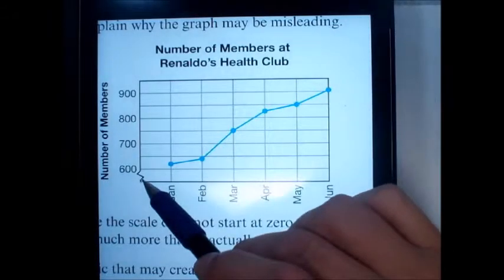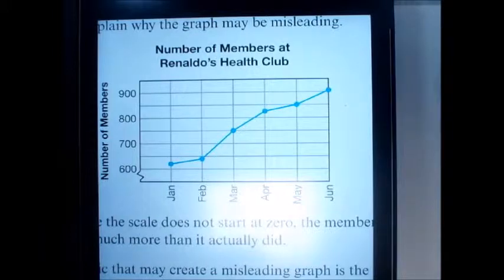What does this little break right here tell us that they're doing? So they're starting at 600 because why? Why would they say that they're not going to start at 0? If a club's membership was at 0, what would the club be? Closed down. Okay, so this is not from the beginning of time, obviously, right? It's only like a 6-month period.